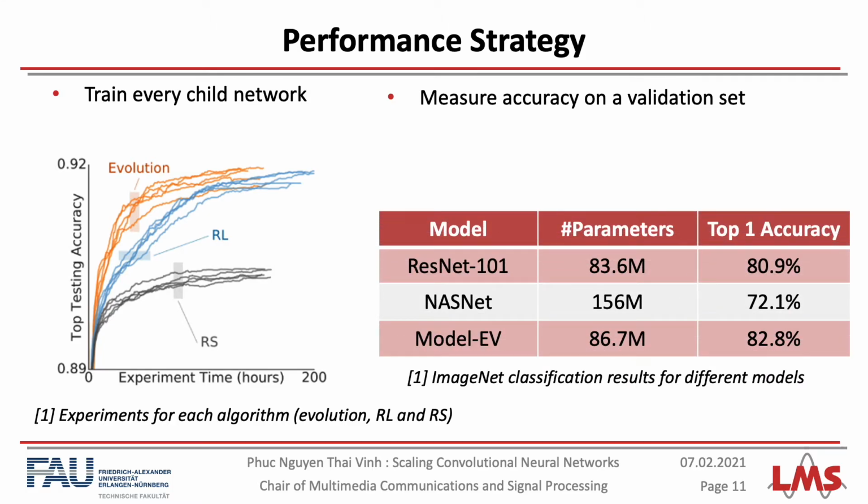On the right side, you can see that we compare different models, the ResNet with 101 layers, and the automatic methods, and we have the model produced by the aging evolution algorithm. Even though the number of parameters of the model produced by the aging evolution is much smaller, it still performs better.